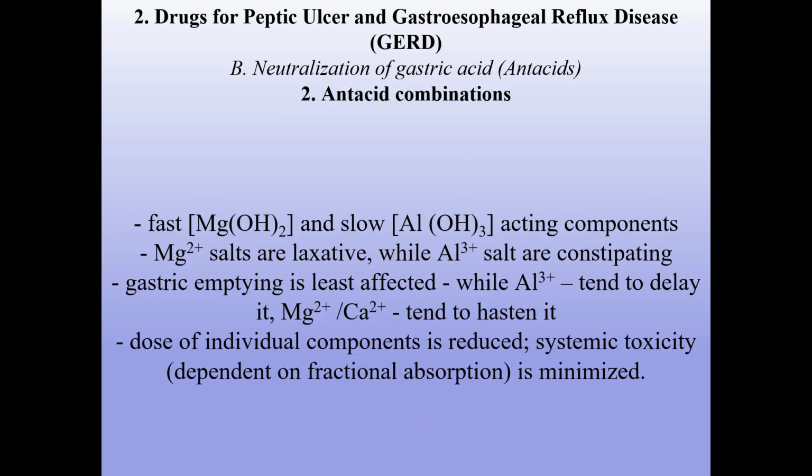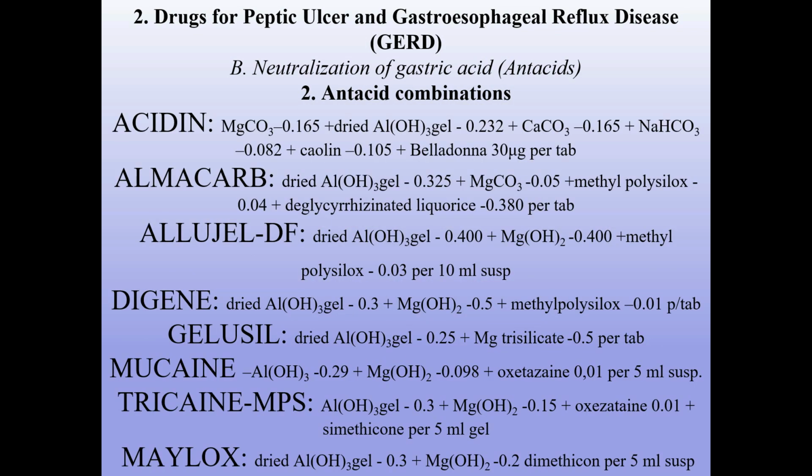The role of antacid combinations: fast, magnesium hydroxide, and slow, aluminum hydroxide, acting components. Magnesium salts are laxative, while aluminum salts are constipating. Gastric emptying is least affected, while aluminum tends to delay it, magnesium and calcium tend to hasten it. Dose of individual components is reduced. Systemic toxicity, depending on fractional absorption, is minimized. And here you can see different trade names of antacid combinations.